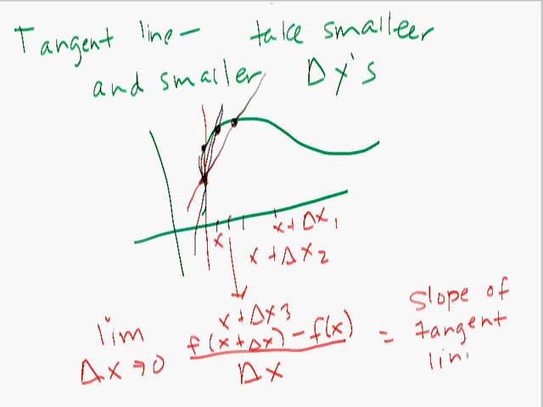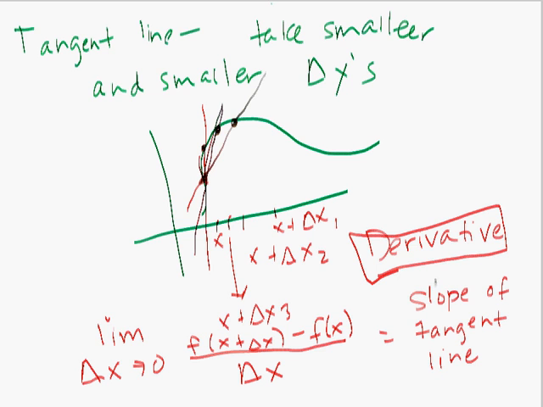Which in calculus is another name for the derivative. Yay! We know how to do derivatives. You now know everything that essentially you need to know about derivatives. This right here is the thing about a derivative that you must remember, that it represents the slope of the tangent line.